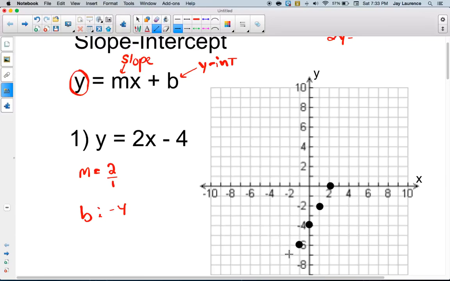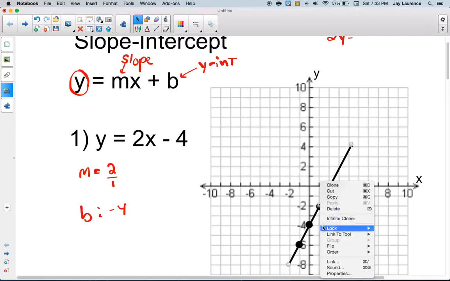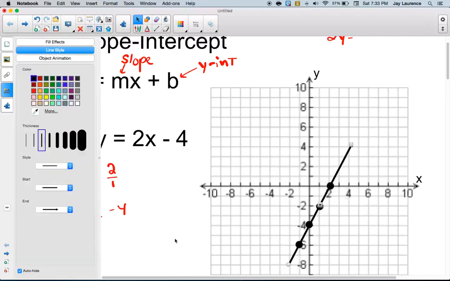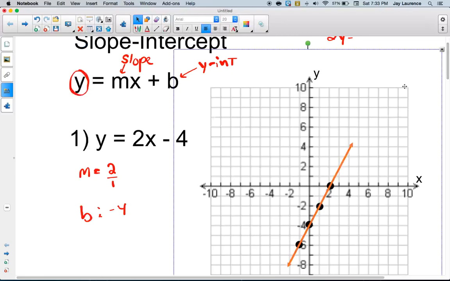So now I can draw my line. So come down here, and sure enough, my line goes through all the points that I marked. Now, how many points do you have to make? You have to make 2 points to draw the line, but I like to make more than 2 because it helps me draw a better line. And there you go.